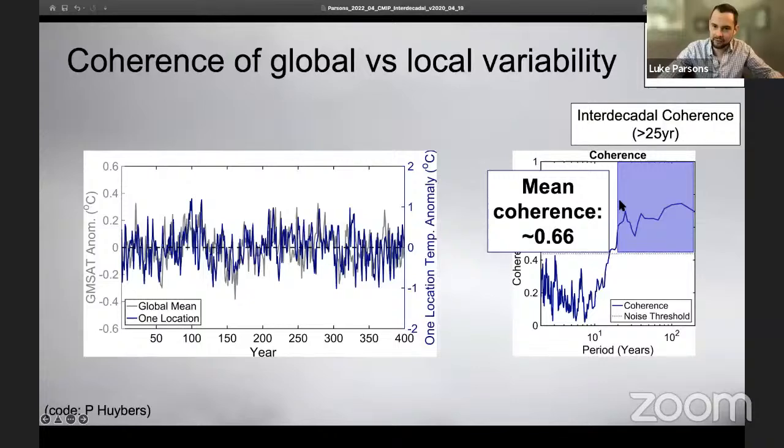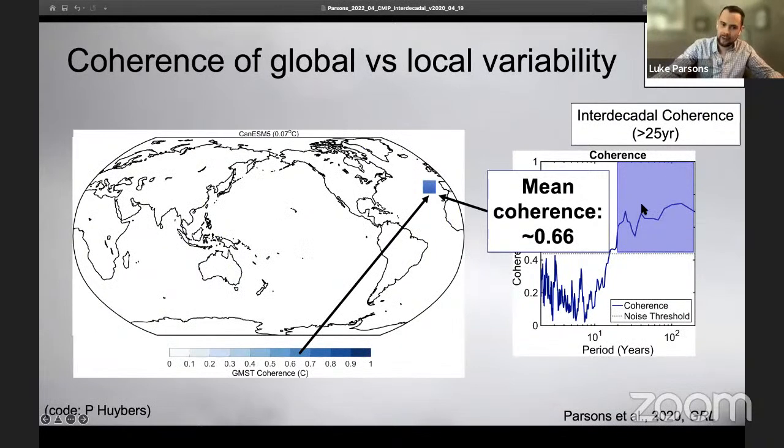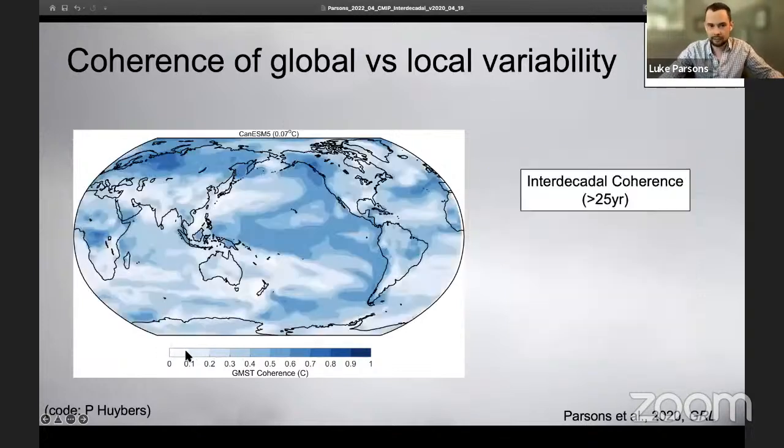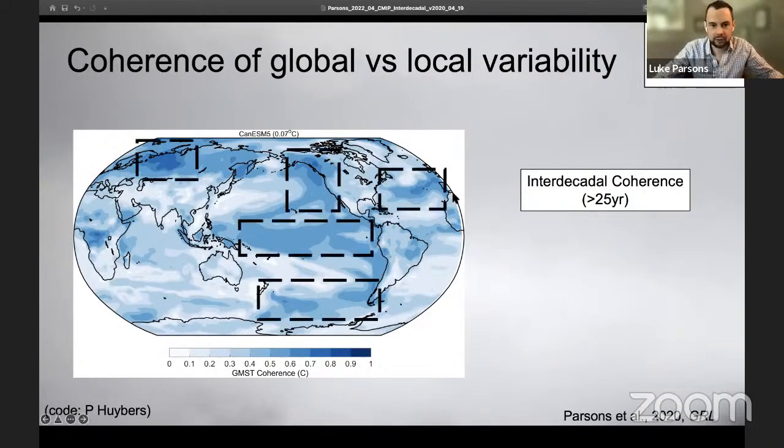I'll be taking the average interdecadal to centennial scale coherence, and I'll be plotting it on a map. The darker colors will indicate higher coherence between global and local variability at these longer timescales. Lighter colors would be less covariability. And clearly, if I do this for every location around the globe, we start getting some spatial patterns that pop out, or regions that have darker blue. So we get the Eastern Tropical Pacific, the North Pacific, the North Atlantic, maybe the Arctic or the Southern Ocean.